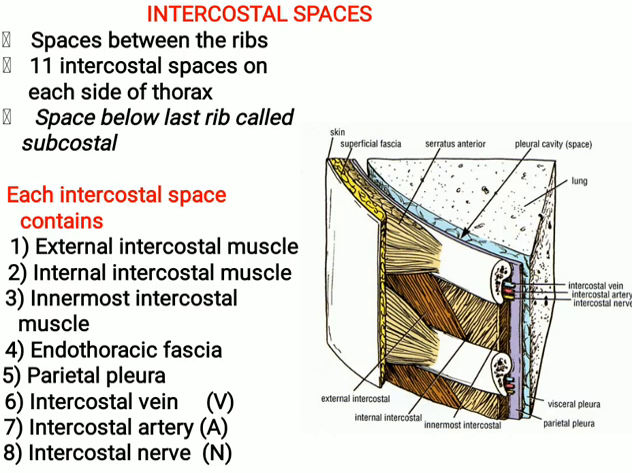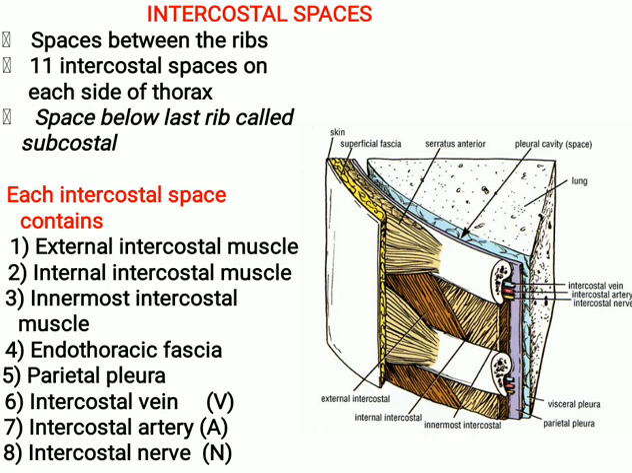So now we are going to see the intercostal spaces. The intercostal spaces are the spaces in between the ribs, in between two ribs. We have 12 ribs in the human body, so the intercostal spaces are n-1. That is 12 minus 1, meaning that there are 11 intercostal spaces on each side of the thorax, the right and the left side.